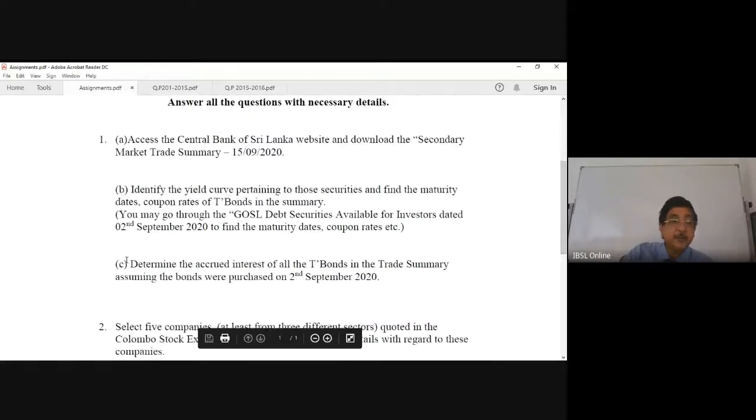And the third one is to determine the accrued interest of all the T-bonds in the trade summary, assuming the bonds were purchased on 2nd September 2020. So if you know the coupon payments, coupon rates, maturity dates and all that, it is easy for you to do the accrued interest calculations. So that is about it. It is a very straightforward thing. But what you have to do is accrued interest calculations for all the bonds. There are not so many, but you need to do it for all the bonds.